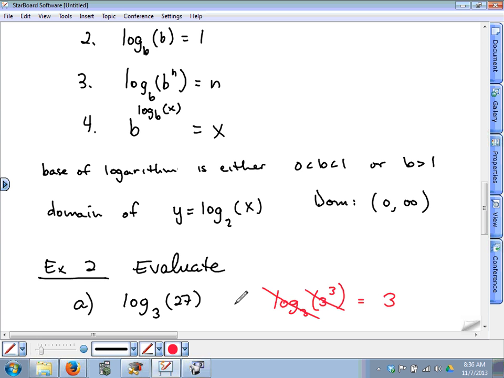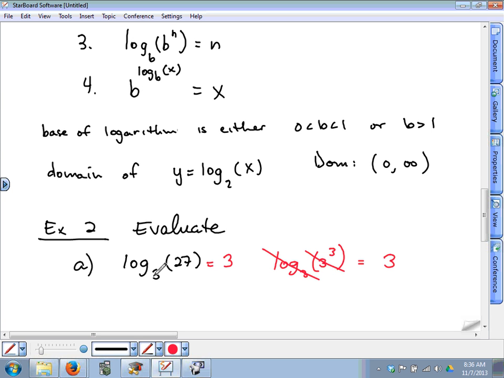So what happens when it's not? The ones on your homework will be. If it's not, you'd have to use a calculator. We don't use calculators. Is there a way to check your answer? Yes, without a calculator. Just rewrite this. If you rewrote this in exponential form, what would it look like? 3 to the third does indeed equal 27, so it checks out.